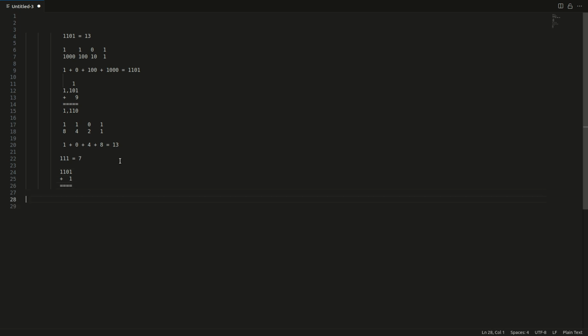What happens? Well, 1 plus 1 in binary is 0, right? Because basically it forces a carry. So 1 plus 1 is 0, carry the 1. So we're going to carry the 1. And then we'll keep these other numbers.